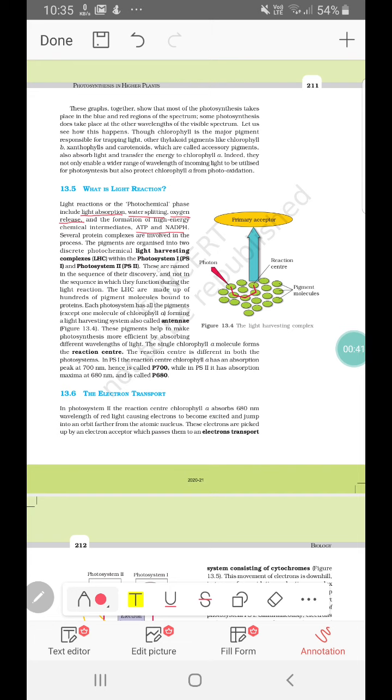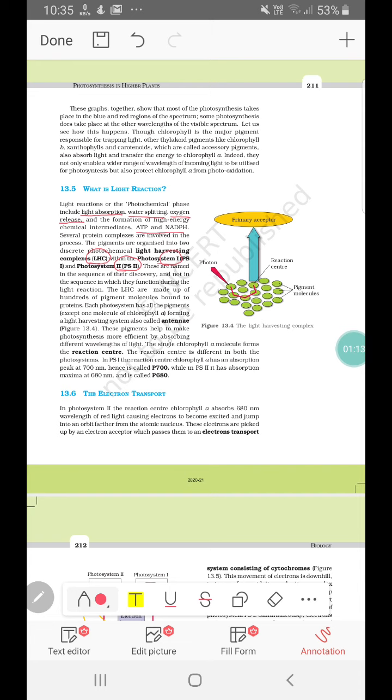These pigments are organized into two complexes, which are called light harvesting complexes. In these complexes, the systems which contain the pigments are called photosystems. There are two types of photosystems, photosystem 1 and photosystem 2. Actually, these are named according to their discovery. The first one discovered was photosystem 1, and then photosystem 2.